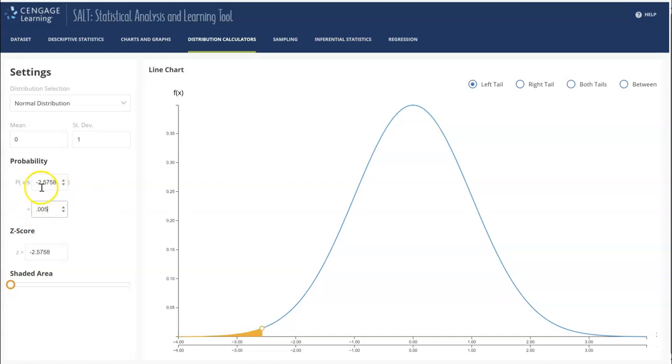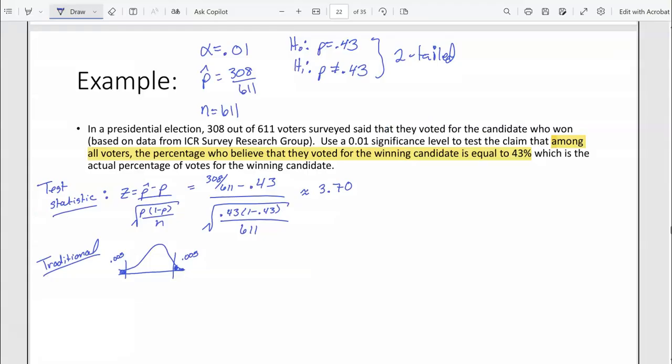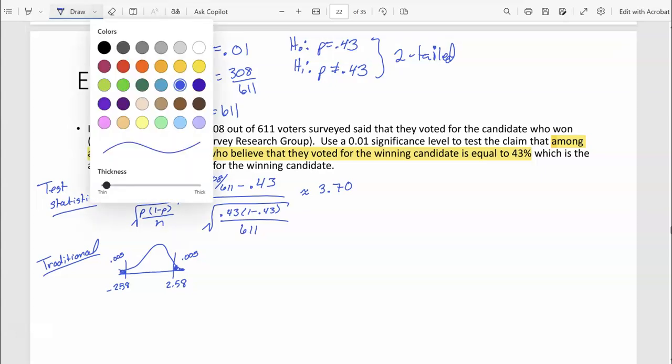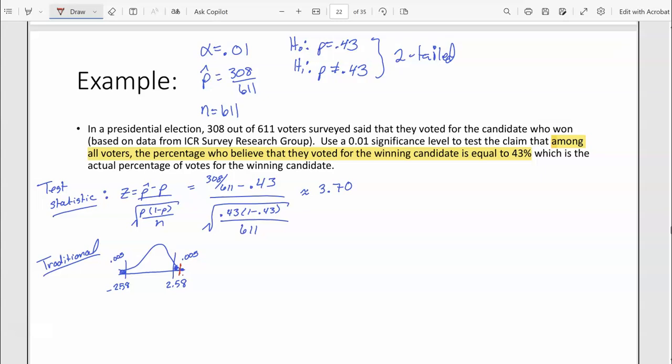I'm getting negative 2.58. So this is negative 2.58. That means this has to be a positive 2.58. And our test statistic was 3.7. So we're going to ask, where does that test statistic live? Where 3.7 is over here. Do you see how that's in that rejection zone?